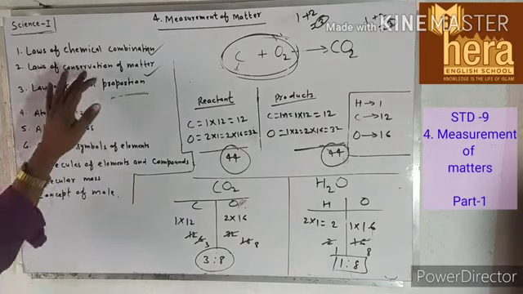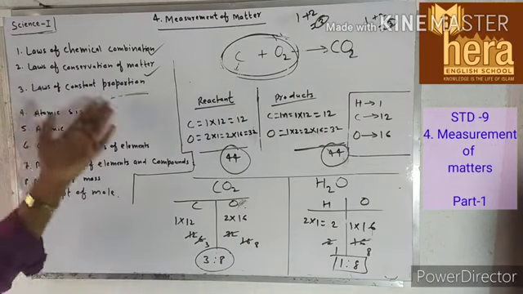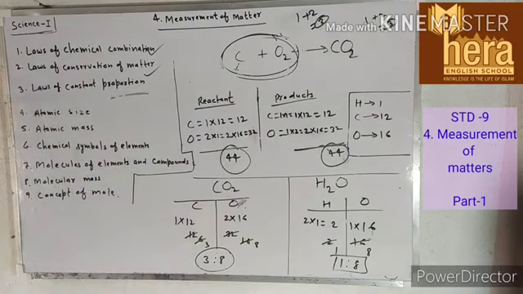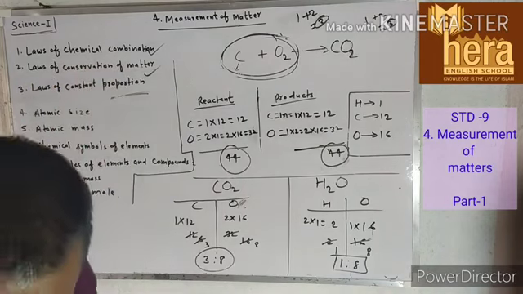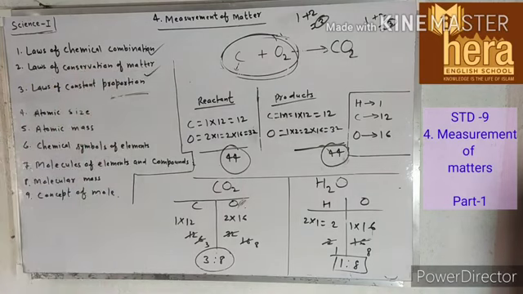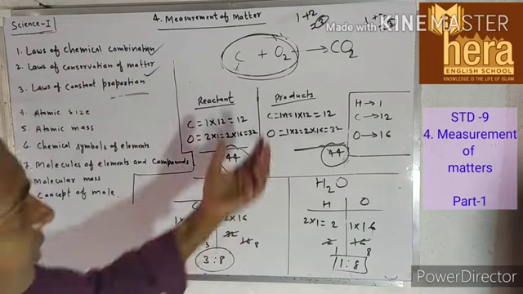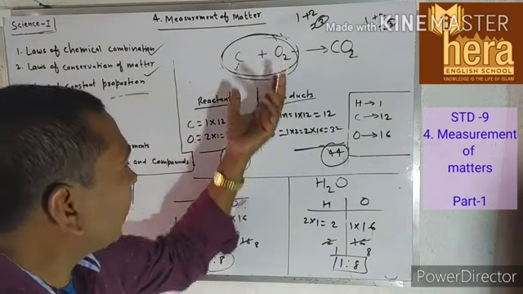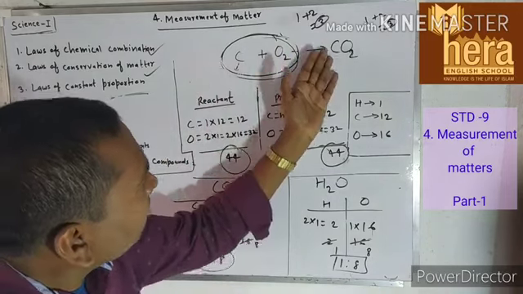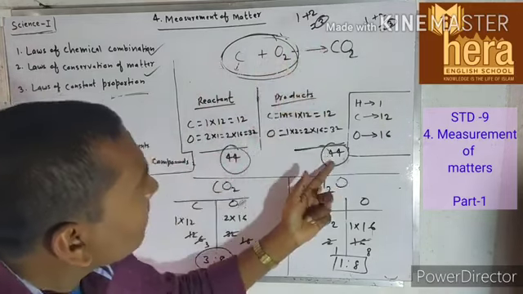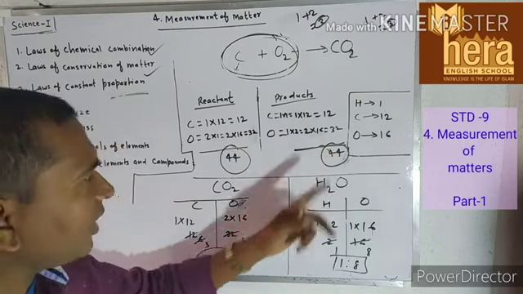So I read the exact statement that is given in your textbook. What is the law of conservation of matter? In a chemical reaction, the total weight of the reactants is the same as the total weight of the product. Total weight of the reactant is equal to how much? In this case 44, and the total weight of the product is equal to 44. Okay.